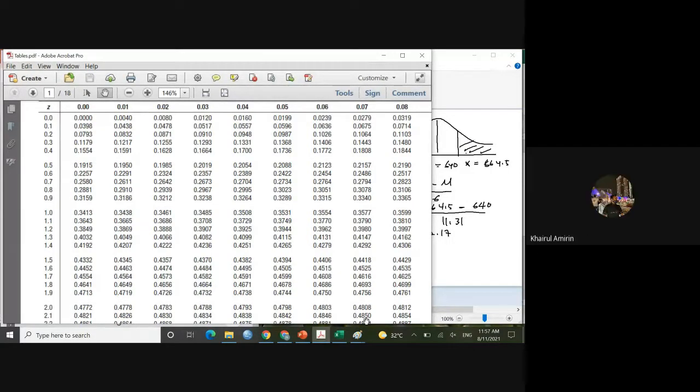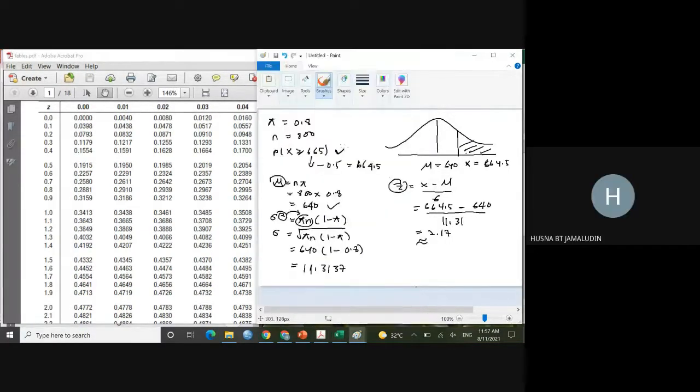Yes, doctor. So it's equal to 0.4850. Is that all? No. So whatever you got here is the area here. This is 0.4850. The question doesn't ask about this area. The question asks about this shaded area.